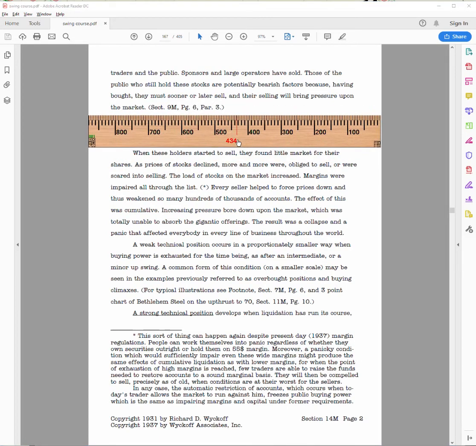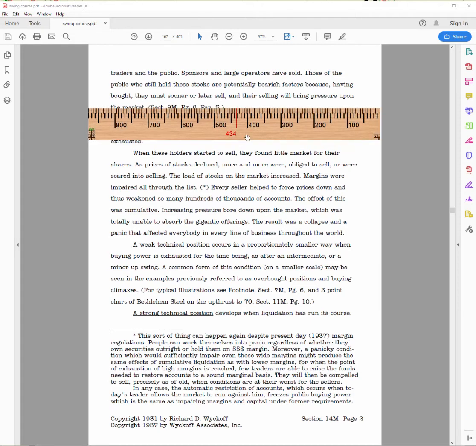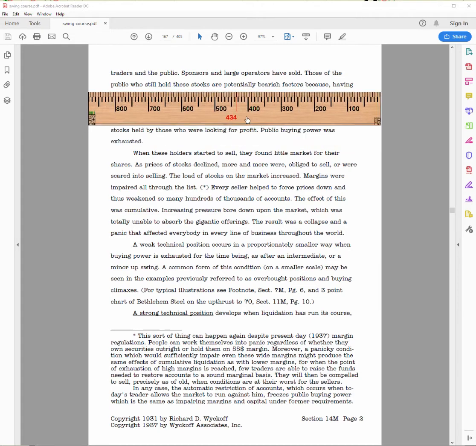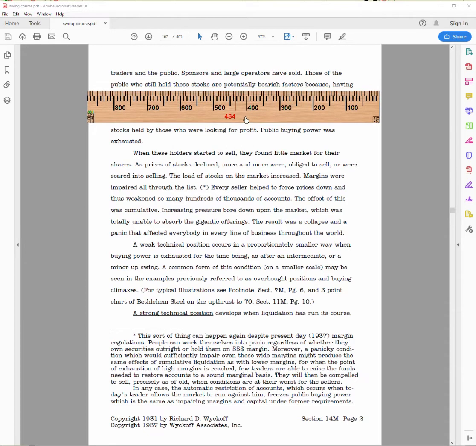And you won't be able to see this in the indicator. The indicator will actually turn and show that it's good, but it's not. It's bad. Or I shouldn't really say good or bad. It's bearish. It's in a weak technical position.